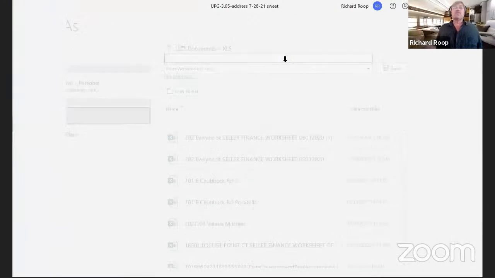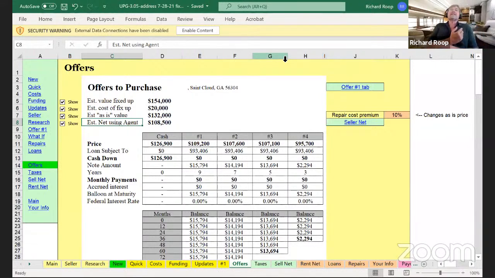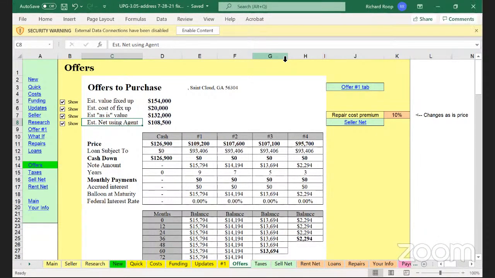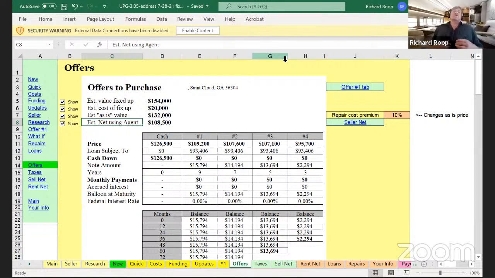Right. Exactly. That's exactly right. In fact, you might want 30,000 down, right? Because if you fix it up, and now you could pay off your private money, or now you have that money to build your business. I would use that money to build your business.